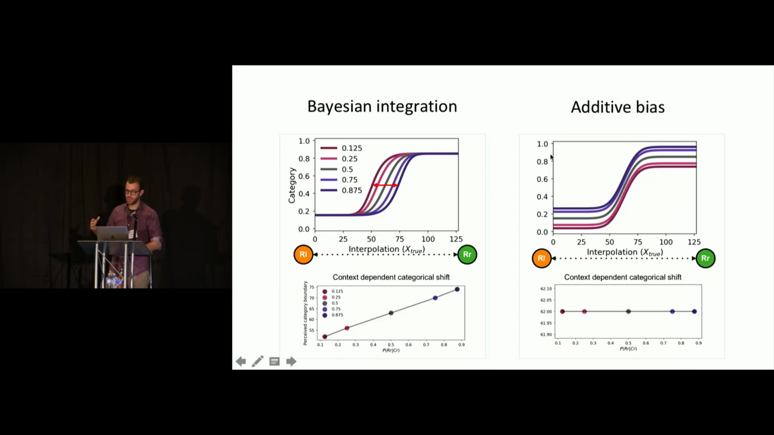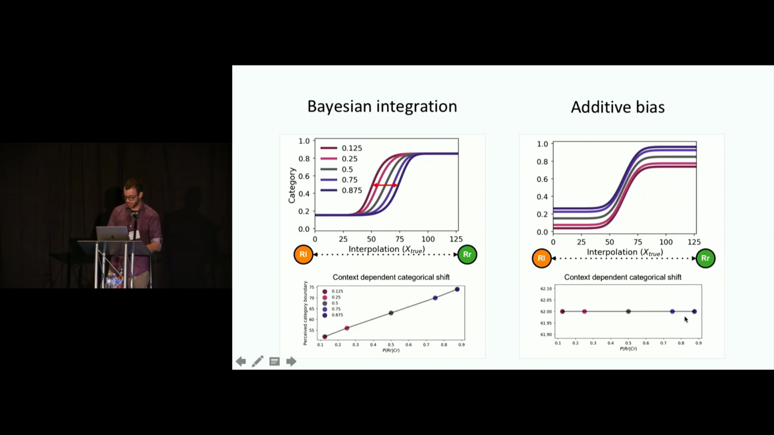And then as an alternative, we could imagine that there would be just an additive bias. So you wouldn't see a shift in that categorical boundary, but you might see an overall shift in, I heard a cue left stimulus, therefore this is more likely to be a left stimulus regardless of where we are on the interpolation. And in that case, there wouldn't be any sort of relationship.